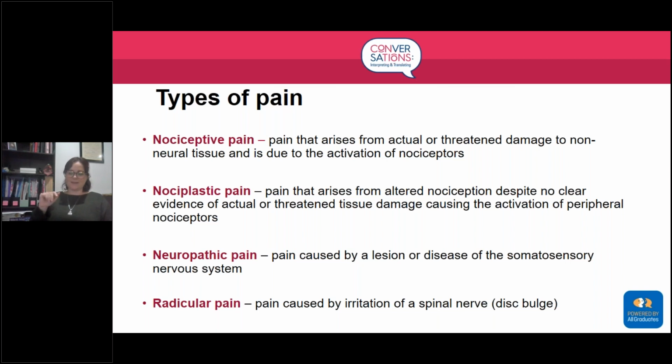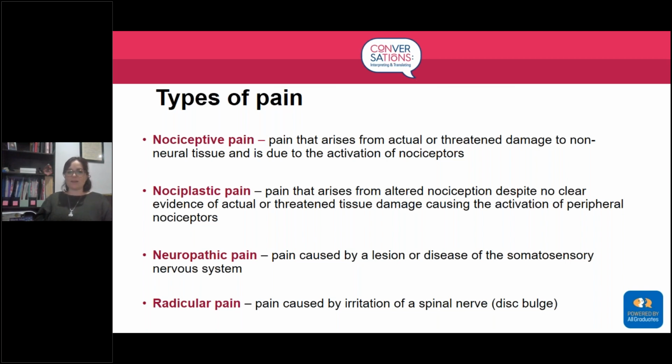Nociplastic pain, this will become a little bit clearer when we talk about chronic pain in a little bit, but this is pain that comes from there being altered signaling from those sensors, but there's not actually any tissue damage that's occurred. So they're sending all of these danger signals even though there's actually no threat around. That's when people end up in chronic pain.